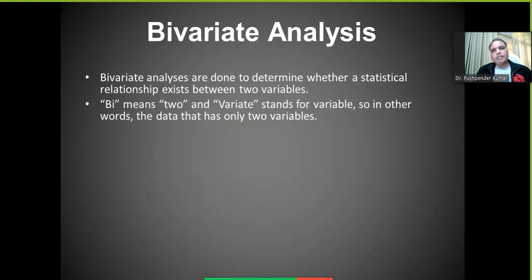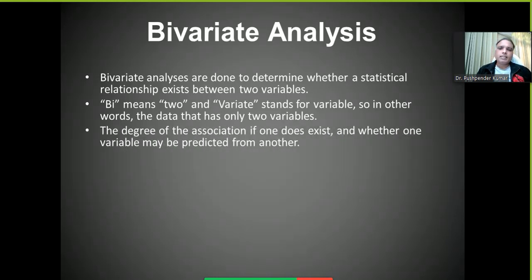in bivariate analysis. Bi means two and variate stands for variables. So in other words, data that has only two variables is called bivariate analysis. We look at the degree of association, if one exists, and whether one variable may be predicted. So we check what kind of association they have with each other. We need two variables to see up to what extent they are associated.